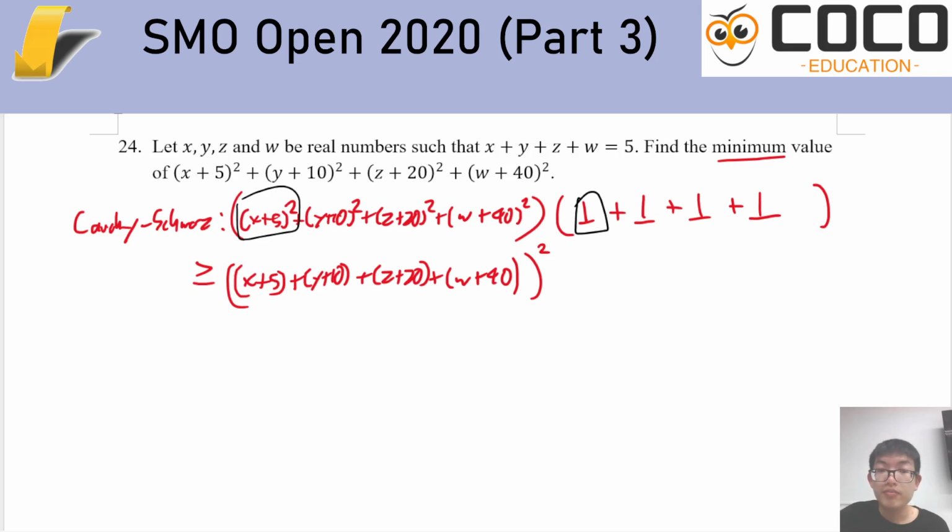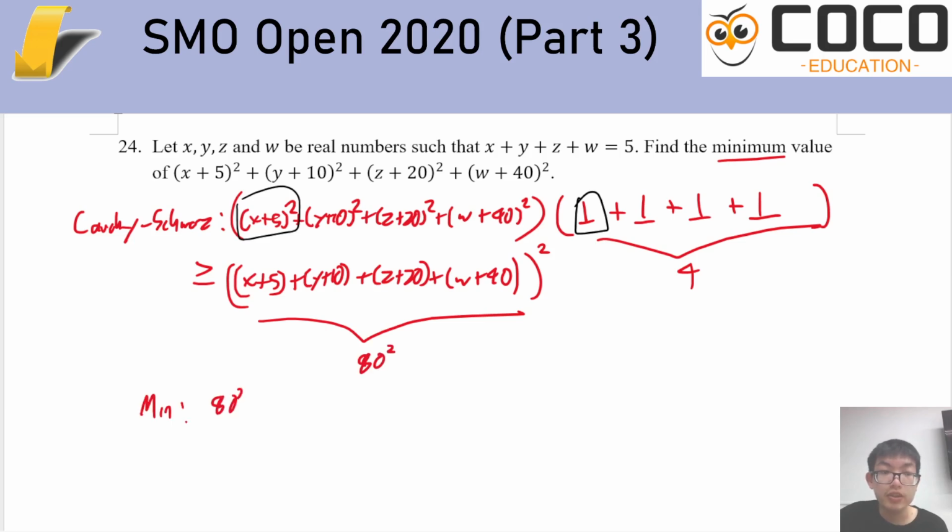And so therefore this is 4, this 20, 40, 10 and 5 add up to 75, plus the existing 5 is 80 squared, so your minimum value is 80 squared over 4 is 1600.